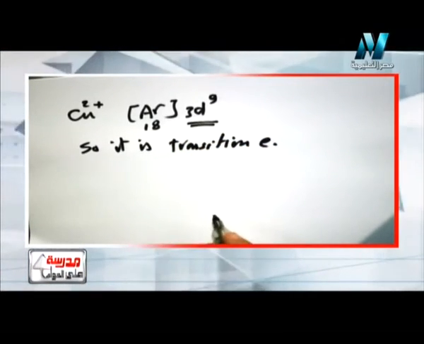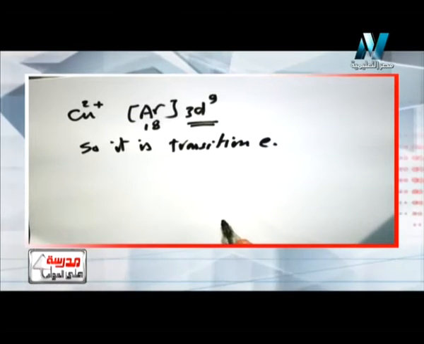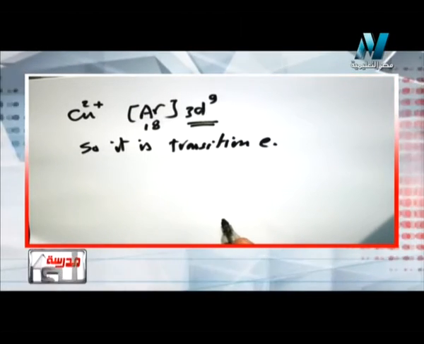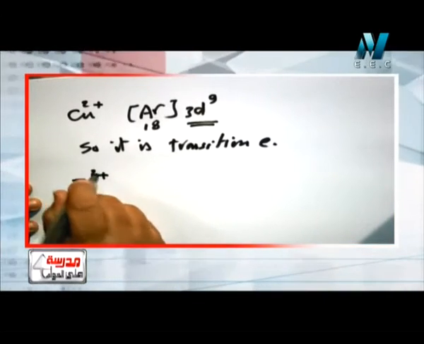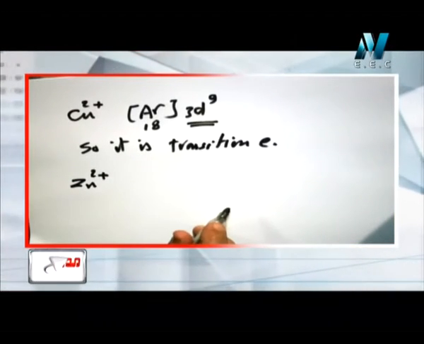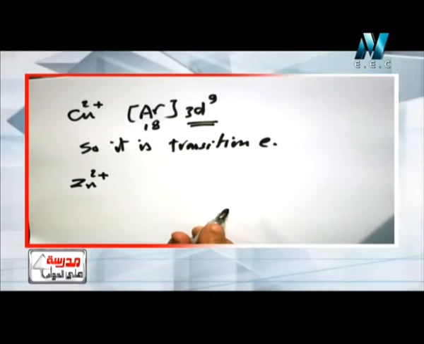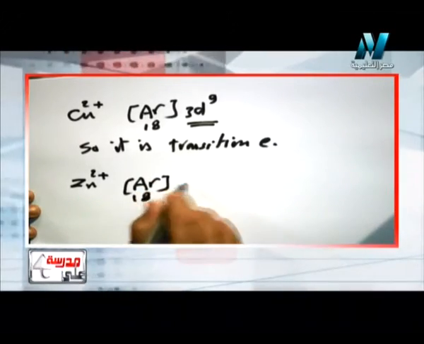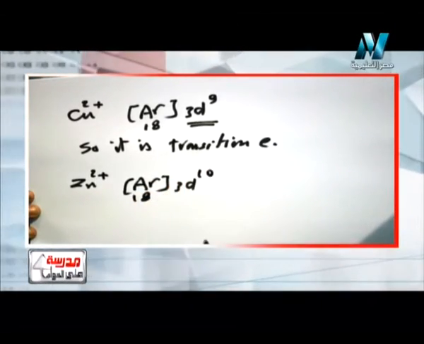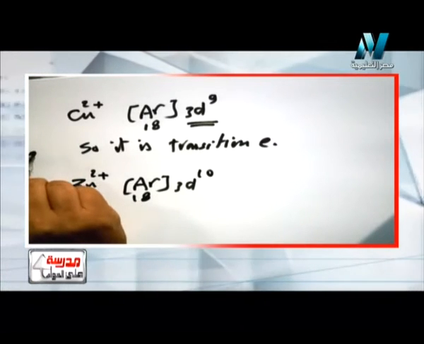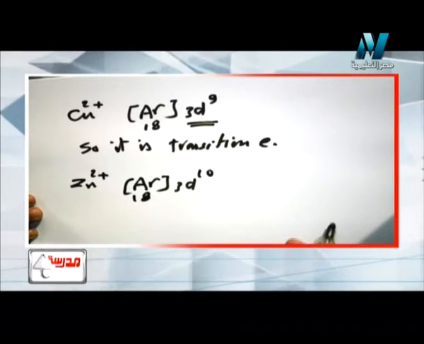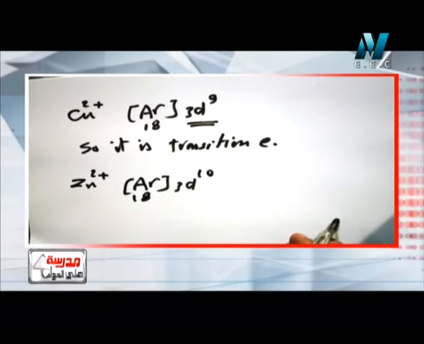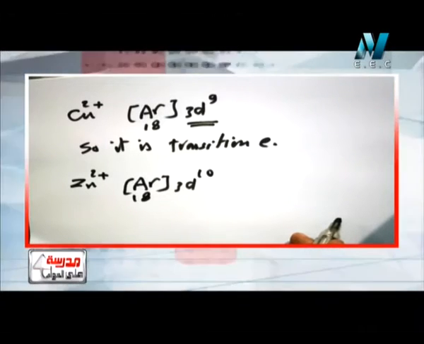So when the element is not completely filled in the free state or in one of its compounds, it will be a transition element. But all compounds of zinc are positive 2; there is no compound of zinc with oxidation number positive 3. So positive 2 will be argon 18, 3d10. So copper is a transition element because it is not completely filled in one of its compounds.